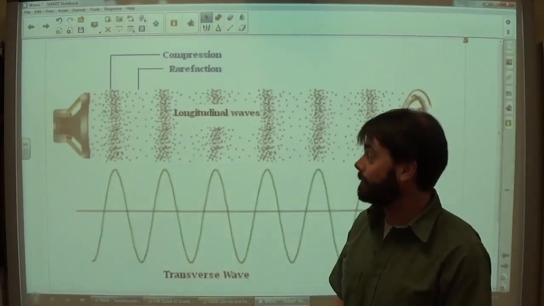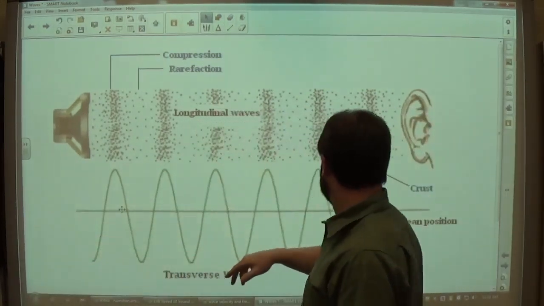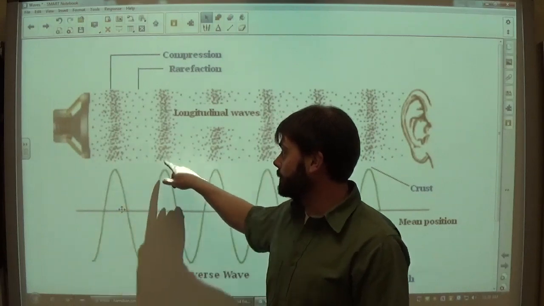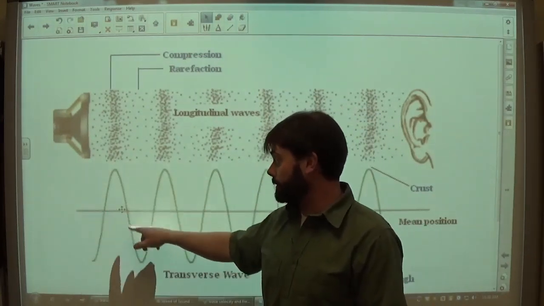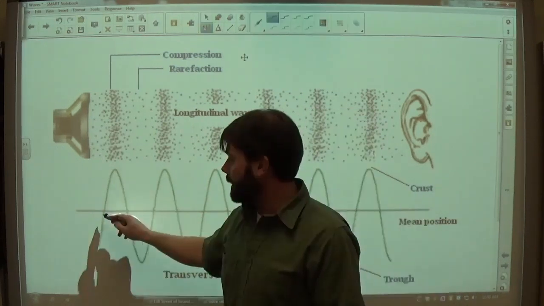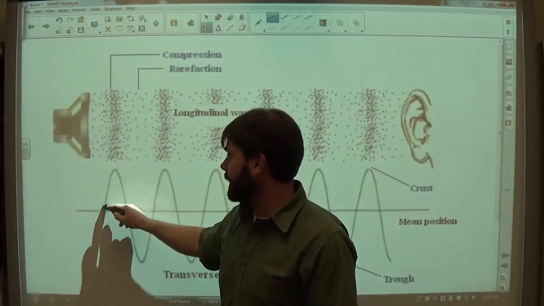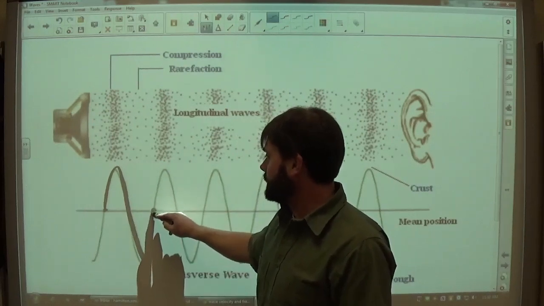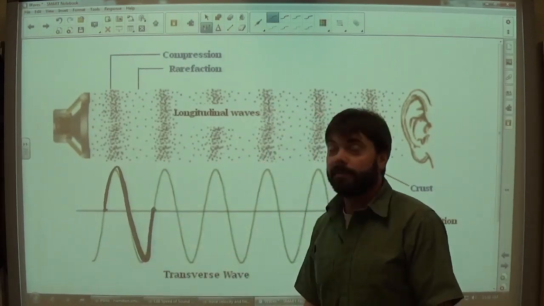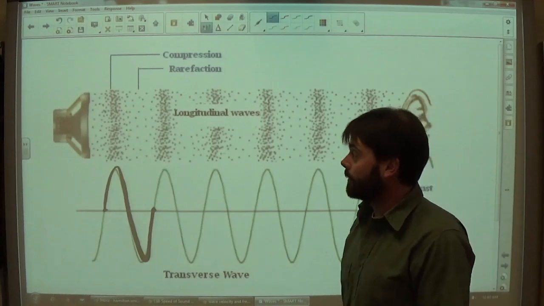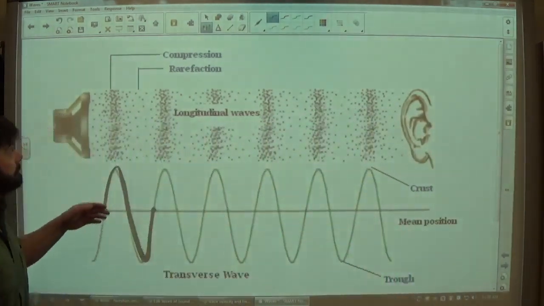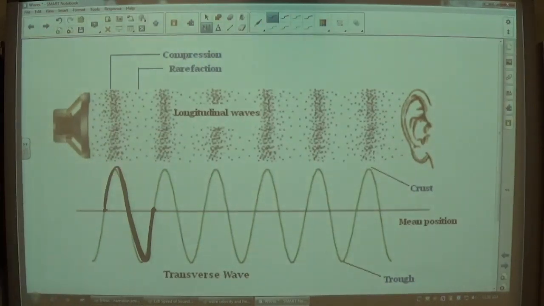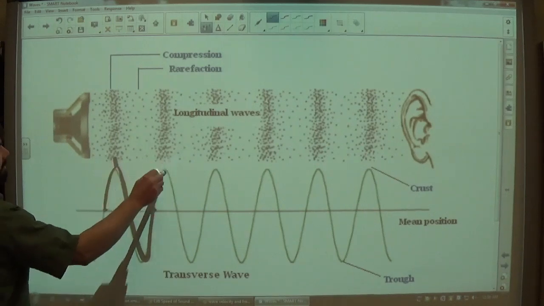Your actual wavelengths would be measured from a peak to a peak, or a trough to a trough, or any start point back to that original start point. I could start counting here and have it go all the way up and down to here, and I could consider that one full wave cycle. Whereas when we're looking at our longitudinal wave or our sound wave, if we're going to be measuring wavelength, you're going to be measuring it from maxima to maxima.